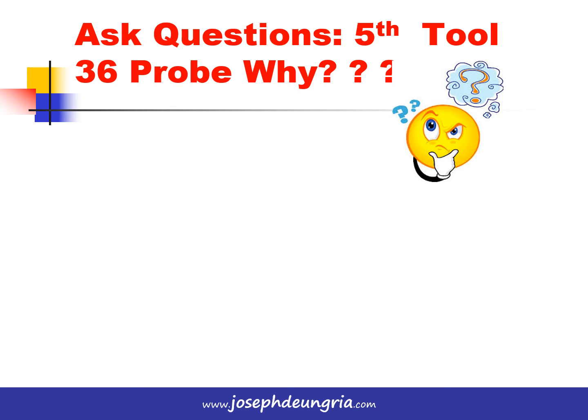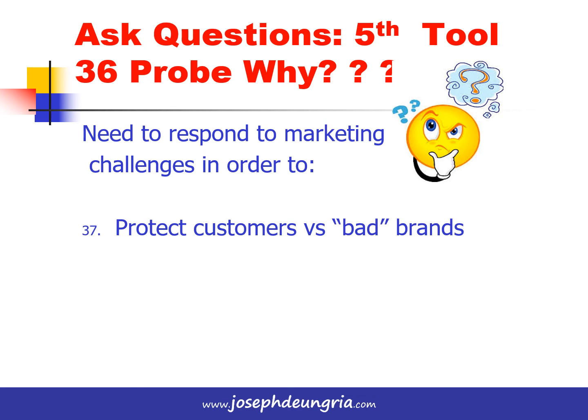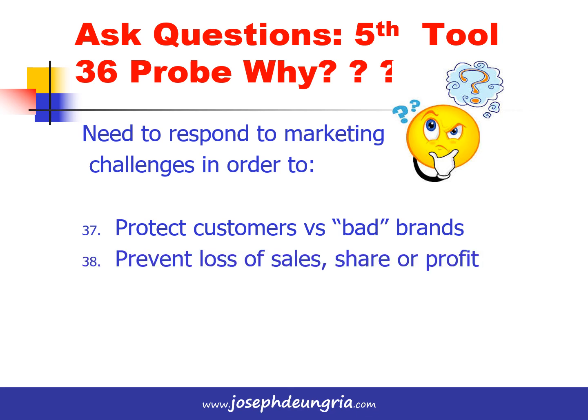Temperature, which is point of comparison. The next dimension is probing Y. So 36P is probe Y. We need to respond to the challenge of protecting the customer versus bad brands. So the 37Ps, we should have the customer's best interest in mind. If we know how we can protect them versus bad brands, we should do it.